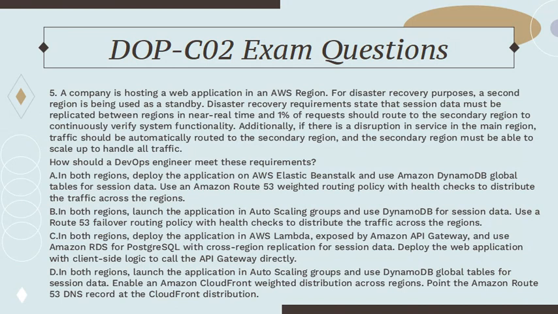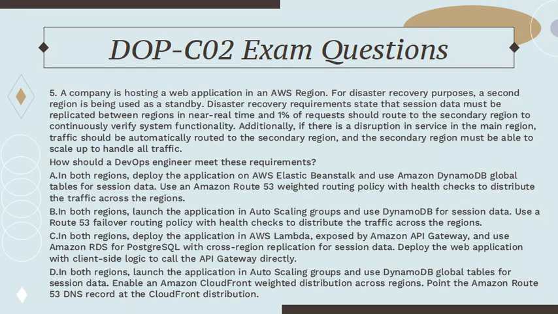C. In both regions, deploy the application in AWS Lambda, exposed by Amazon API Gateway, and use Amazon RDS for PostgreSQL with cross-region replication for session data. Deploy the web application with client-side logic to call the API gateway directly.